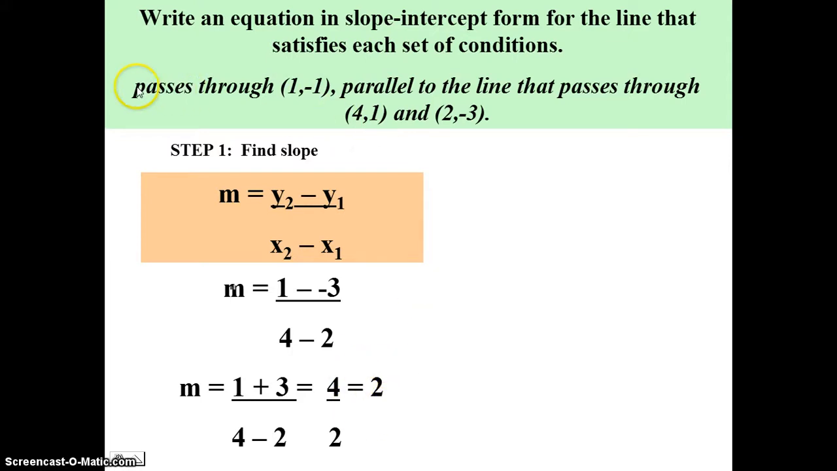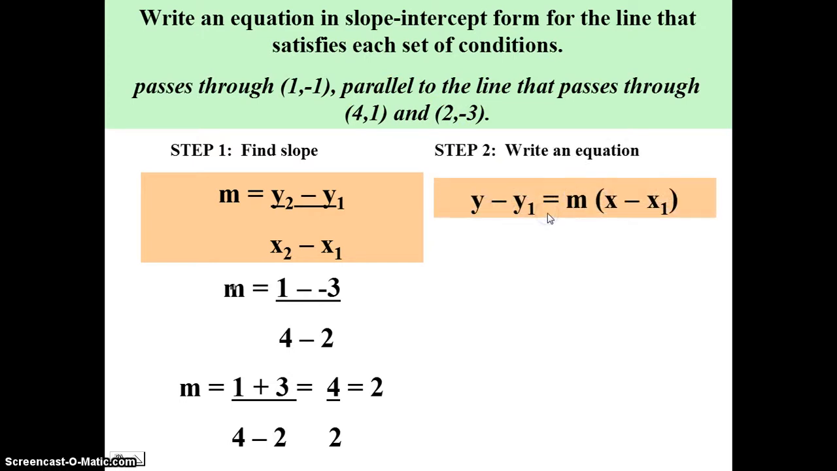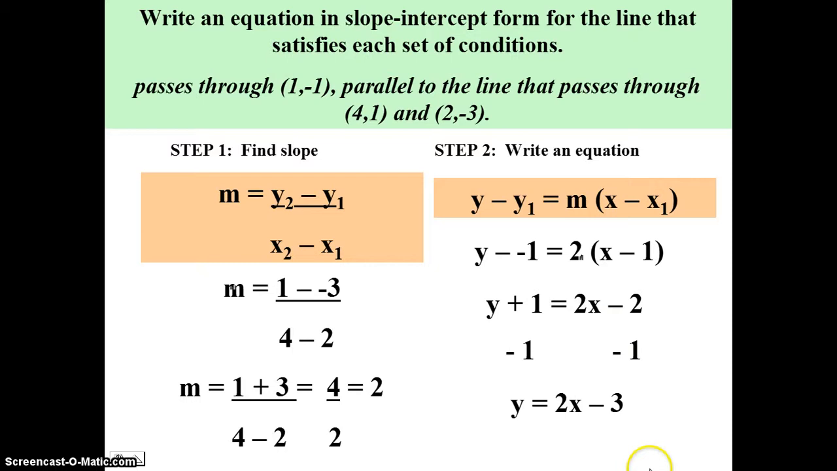And my line passes through 1, -1. It's parallel to this line. I have used these to find slope. I'm done with this information. Here's my point slope form. I need my 2 because parallel lines have the same slope. I'm going to plug in, or substitute in, that slope and the point that my line passes through. I'm going to simplify my equation. And I have my equation. Y equals 2x minus 3.